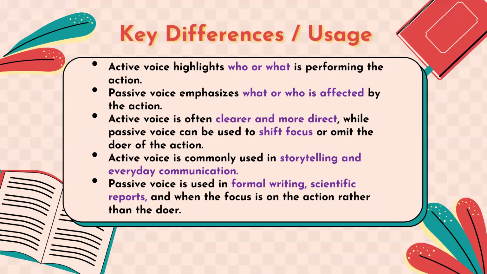Key differences and usage. Active voice highlights who or what is performing the action, but passive voice emphasizes what or who is affected by the action. Active voice is often clearer and more direct, while the passive voice can be used to shift focus or omit the doer of the action. Active voice is commonly used in storytelling and everyday communication, but passive voice is used in formal writing, scientific reports, and when the focus is on the action rather than the doer.